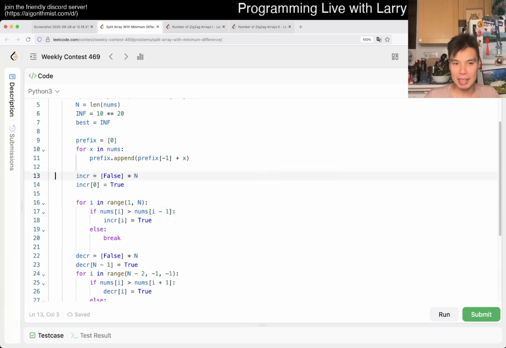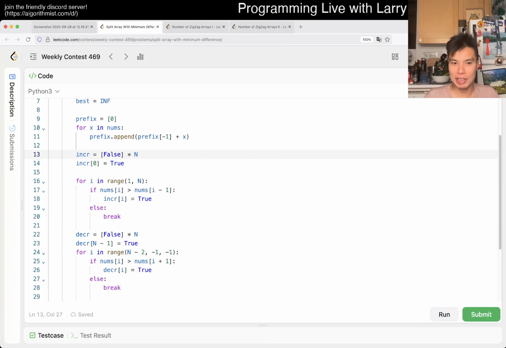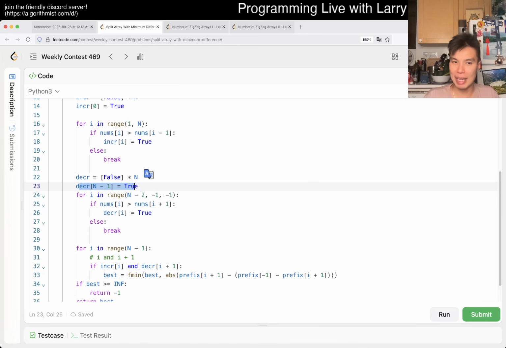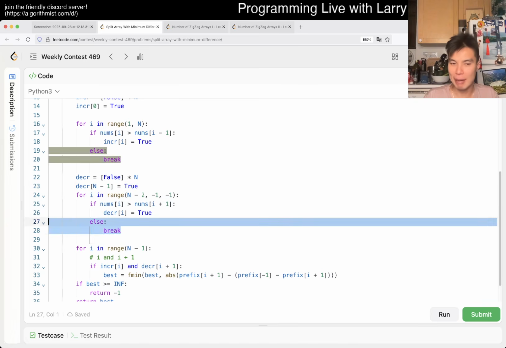But basically, there are two components. One is the increasing from the beginning, so as soon as the streak of increasing ends, I just break. Decreasing, we start from the end, but same idea. As soon as we stop decreasing, or technically speaking, increasing from the back, so as soon as we get something smaller or equal to, we break, right?